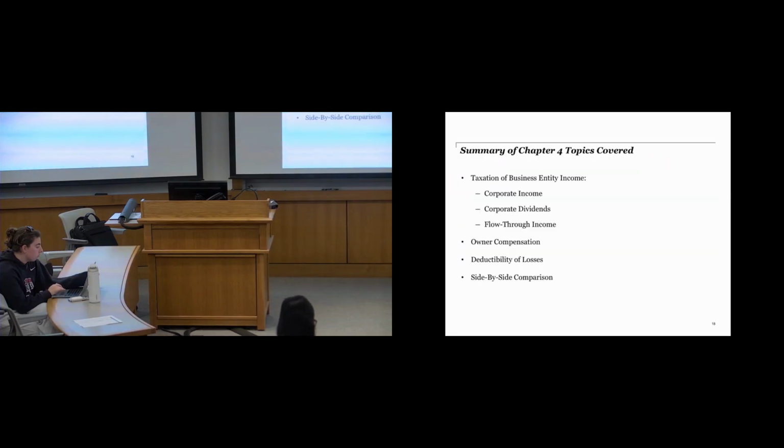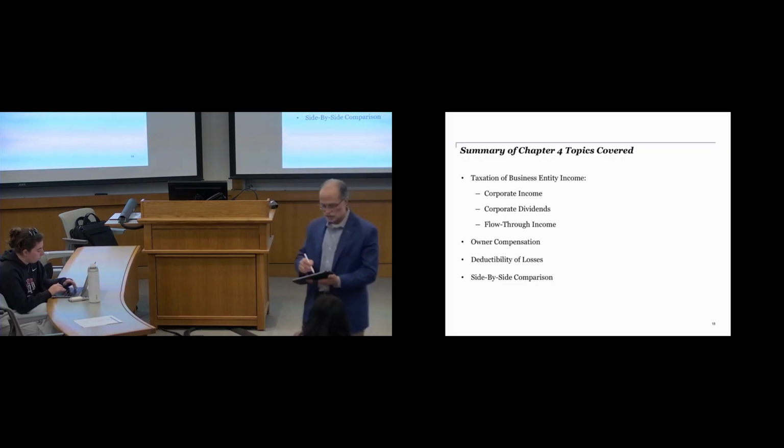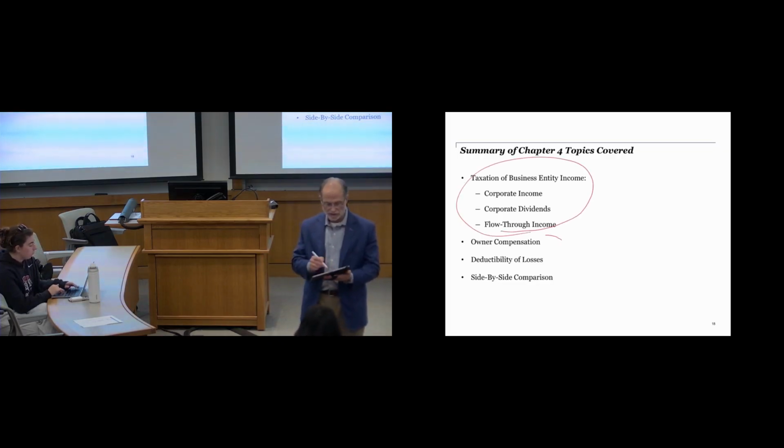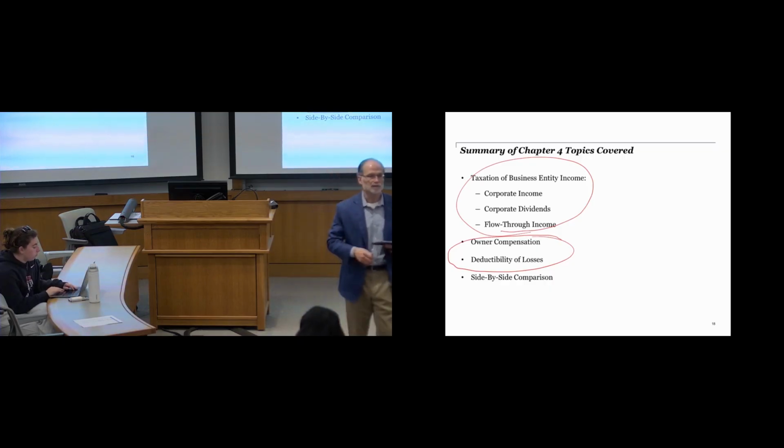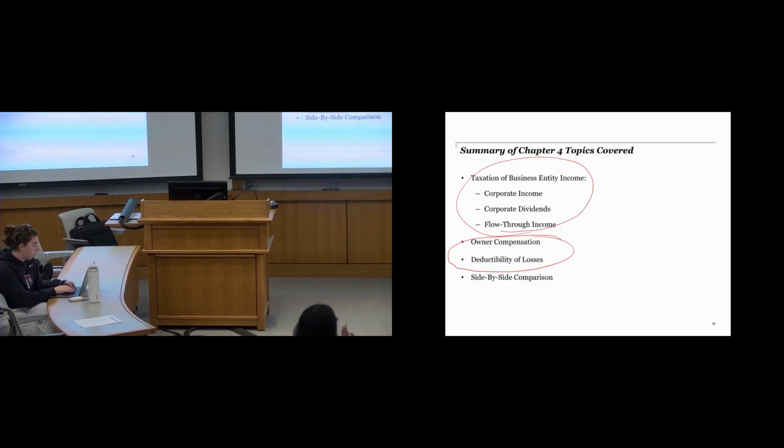Okay, so that's it on the rest of chapter 4. We talked about how the business entity gets taxed, and today we covered owner compensation and deductibility of losses. Yes, sir. Chapter 5 will cover up until the last class before. My thought process is that it'll be in your short-term memory, so you'll be able to access it quickly. It's just an easier cutoff than something arbitrary.